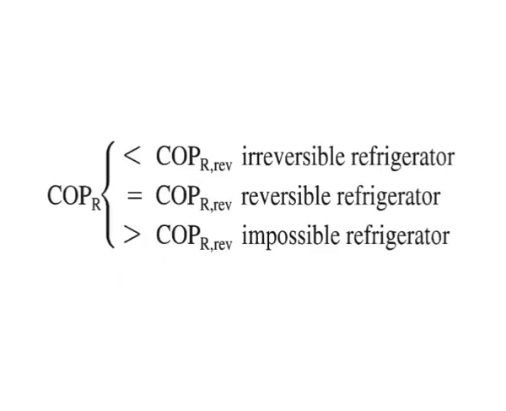The coefficients of performance of actual and reversible refrigerators operating between the same temperature limits can be compared as COP_R is less than COP_R reversible for an irreversible refrigerator. COP_R is equal to COP_R reversible for a reversible refrigerator, and COP_R is greater than COP_R reversible for an impossible refrigerator. A similar relation can be obtained for heat pumps by replacing all COP_Rs by COP_HP.